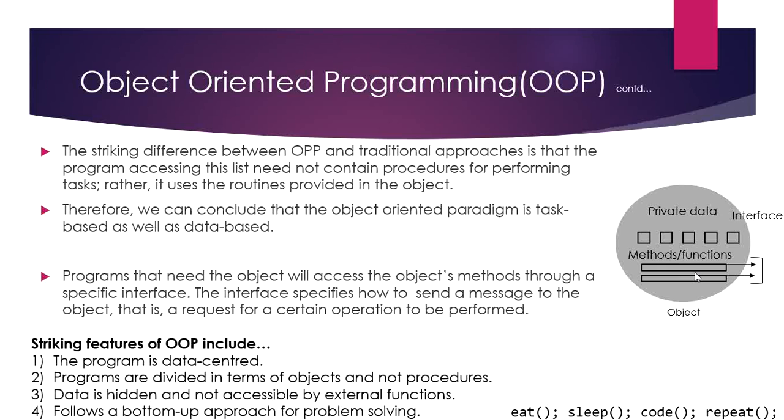So what are the striking features of object-oriented programming? It is data-centered. Data is important. The program is divided in terms of objects and not procedures. Data is hidden and not accessible to external functions. This data is private data. It is not accessible by functions. Data is always private. It follows a bottom-up approach for solving a problem. There are two types of approaches: top-down and bottom-up. I'll make a separate video on that; till then, you can search on Google. So it follows a bottom-up approach.